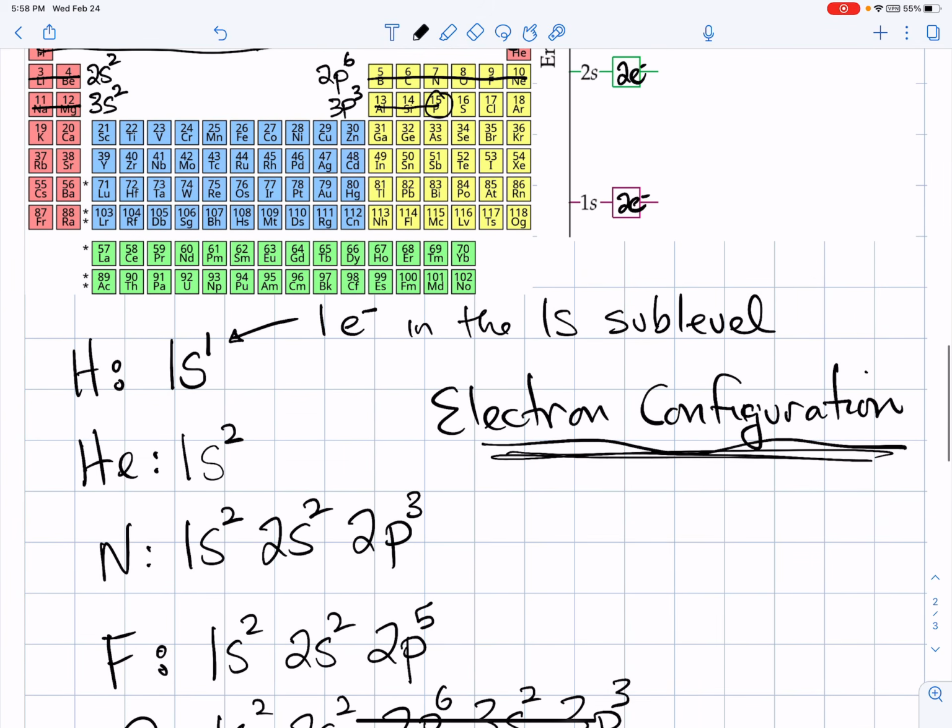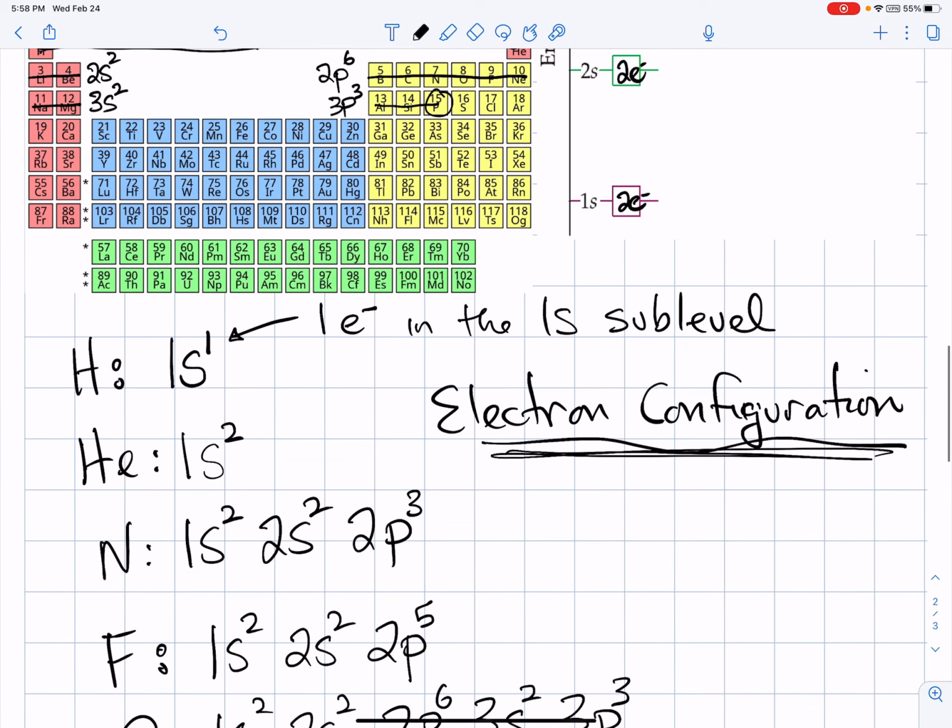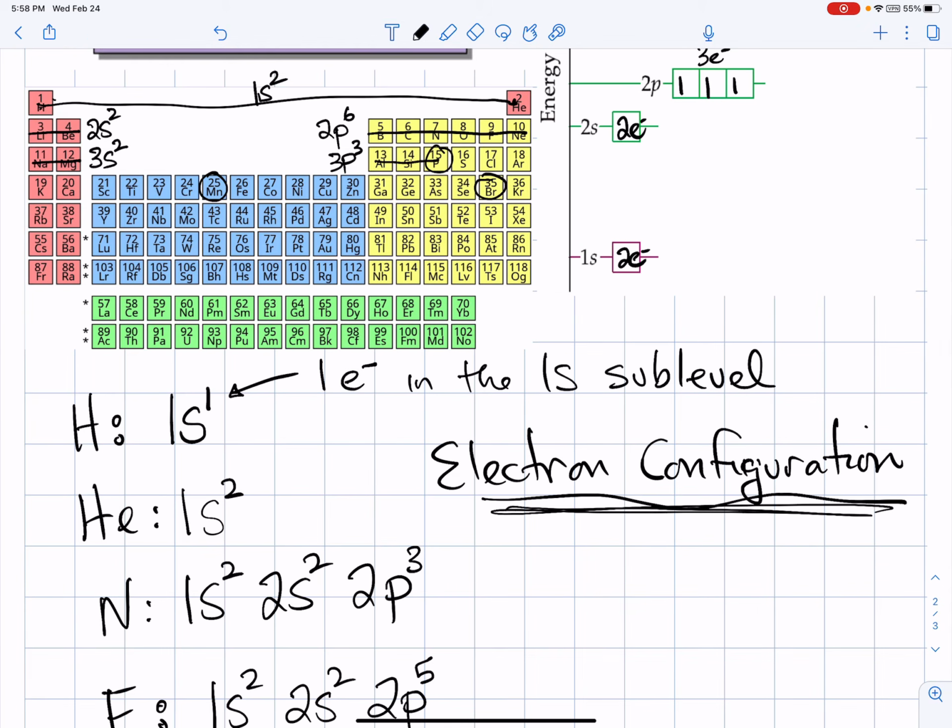All right, so let's see if you could do something a bit harder. What about manganese, which is element number 25? And how about bromine, which is element number 35? Can you pause the video and write the full electron configurations for manganese 25 and bromine number 35? Look at your own periodic table to help.